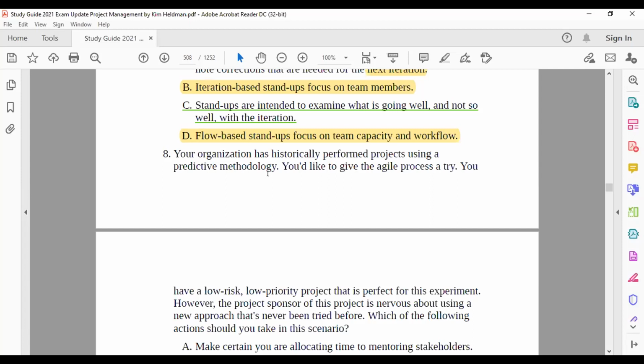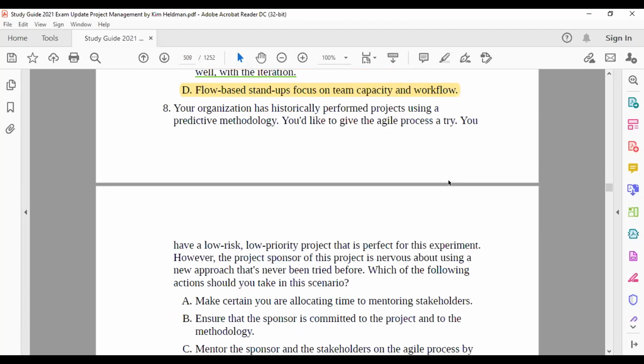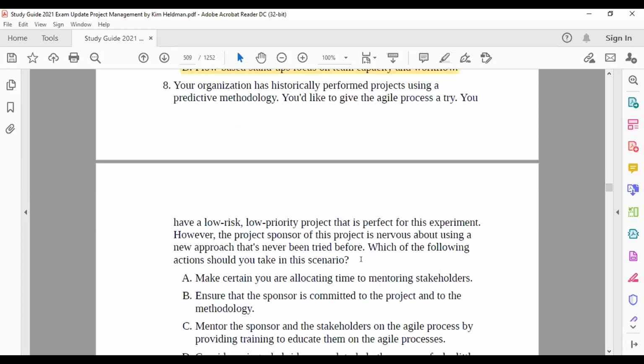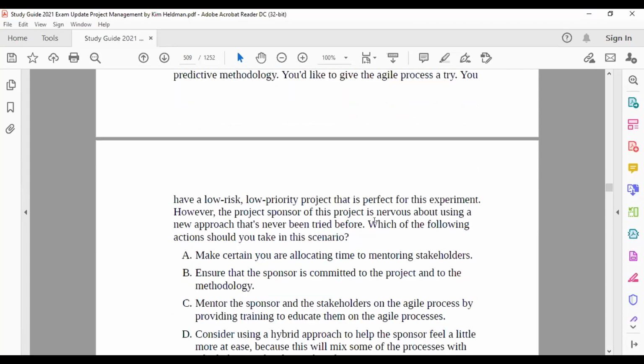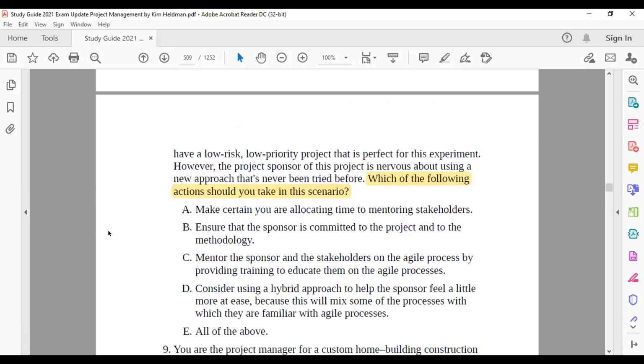Question number 8. Your organization has historically performed projects using predictive. Now you want to try agile. You have a low risk project. However, the sponsor is nervous about using a new approach. Which actions should you take in this scenario? Your sponsor is scared that you are using agile. Which action will you take in this scenario? And you have to select, I think, only one answer, so find the right answer.